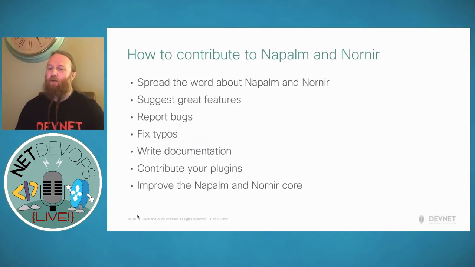You can go into the Network to Code Slack channel, or you can go to the GitHub, and you can contribute to these things, which is really, really cool. So if you wanted to, say, develop a new driver for a new piece of hardware, or you wanted to implement a new feature which isn't in either NAPALM or Nornir, you can work on this and submit it, and then it will get put into the code base. It's really great to think that as engineers out there, we're all contributing here to make the world of coding a better place for all of us.